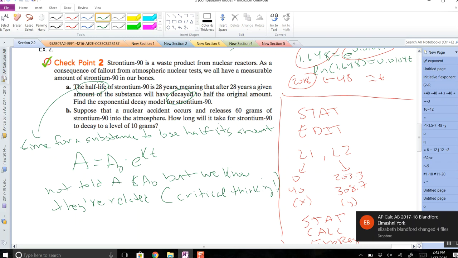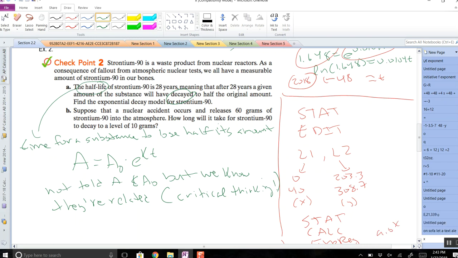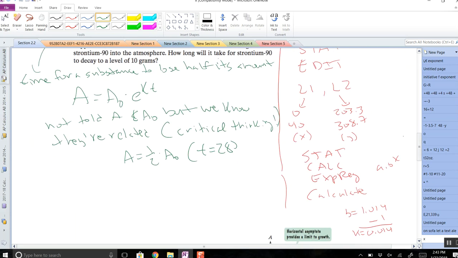I didn't tell you what A and A0 were, but I told you that they're related with the half-life. The time for a substance to lose half its amount. So A would have to equal half of A0, half the original amount. That makes sense, because that's what half-life is. But when t equals 28, because you're told that in the problem. So this relationship holds true when t equals 28. Let's substitute that into our equation here. Replace A with half of A0.